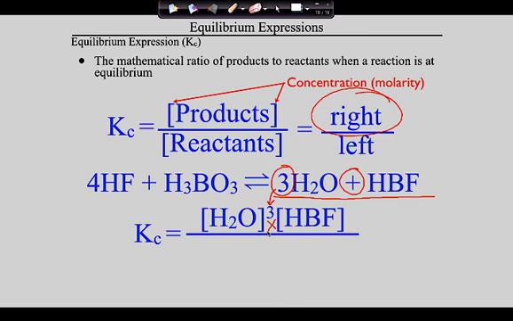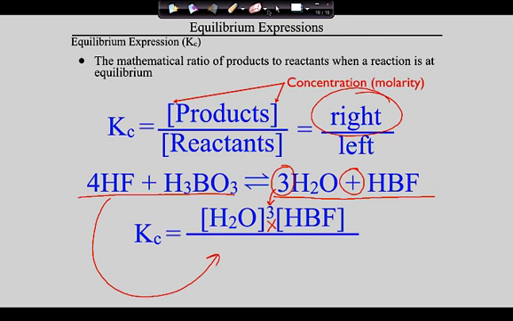So with that being the case, hit pause and write down the denominator, the bottom of this fraction. So write what the bottom of this fraction will look like, given that we're looking at the 4HF and the H3BO3. Hit pause, fill in the denominator.